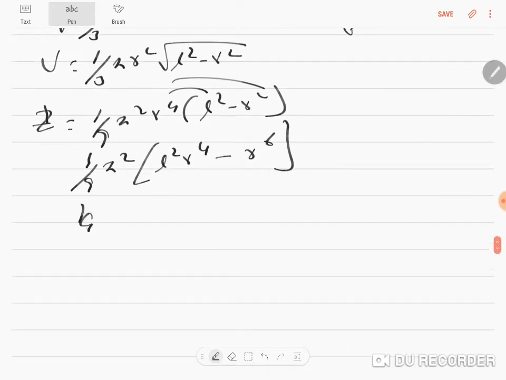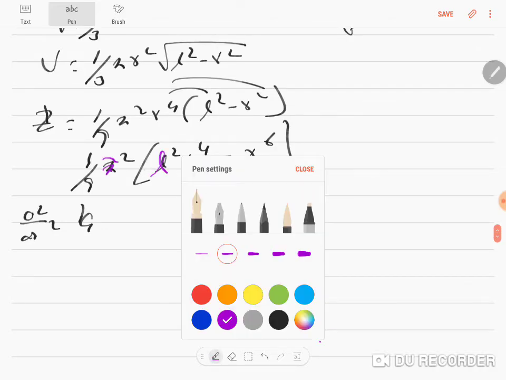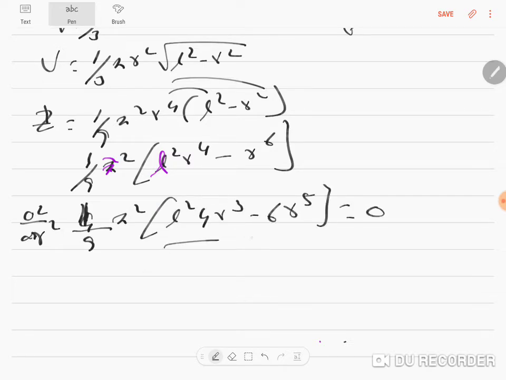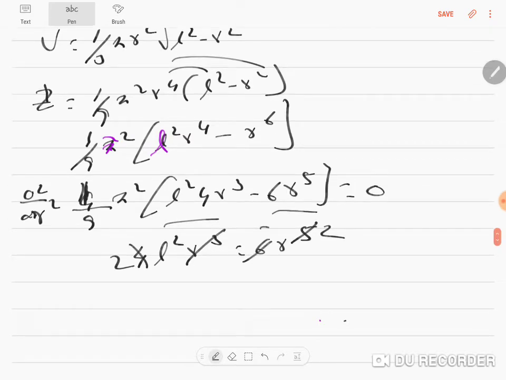Now differentiate it. So dz by dr, you converted it to one variable because L is a constant. Pi square is a constant. Only one variable is there. So dz by dr, thus you get dz by dr to be 1 by 9 pi square, L square is a constant, 4r cube minus 6r to the power 5 is equal to 0. Thus you can equate this with this, 4 L square r cube is equal to 6r to the power 5, r square it will become, and this is 2 and this is 3. So 2 L square is equal to 3r square.